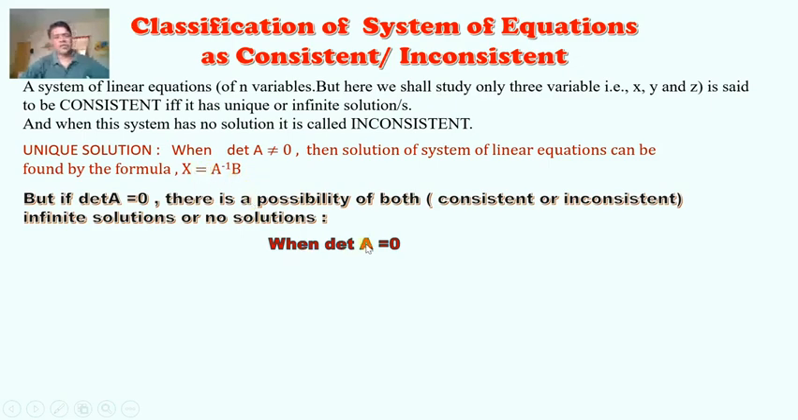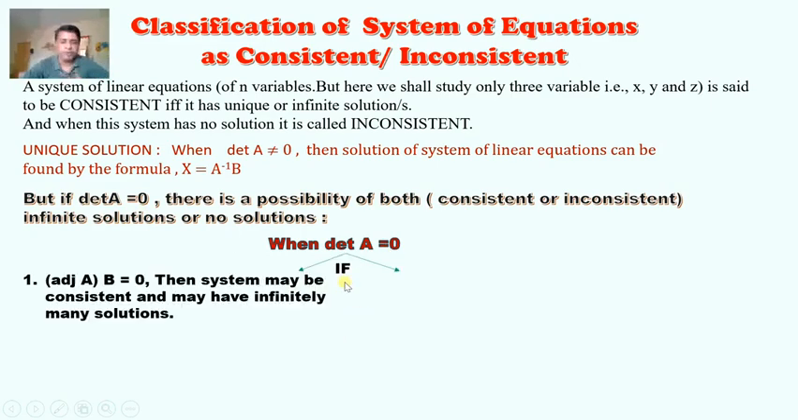But when the determinant of A is equal to 0, we have two possibilities. There will be two options. The first one is that you find the adjoint of A and multiply it with B, that is the right hand side of the matrix. If it is equal to 0, then the system may be consistent and may have infinitely many solutions. When you attempt the problems, you will understand the meaning of "may".